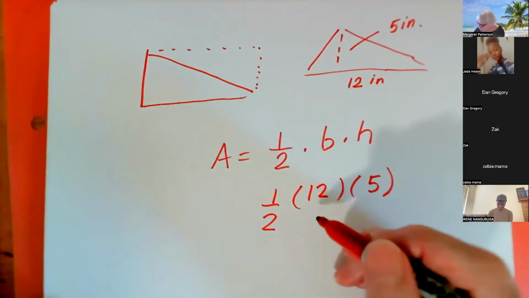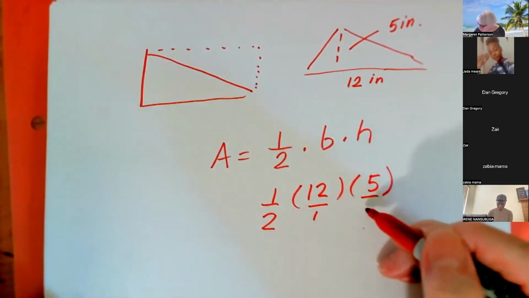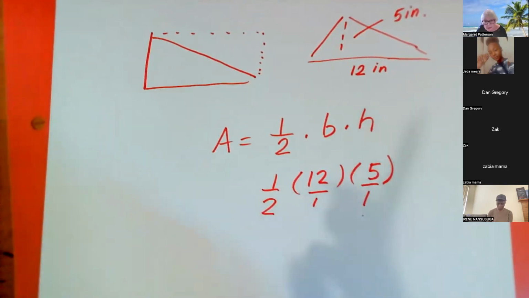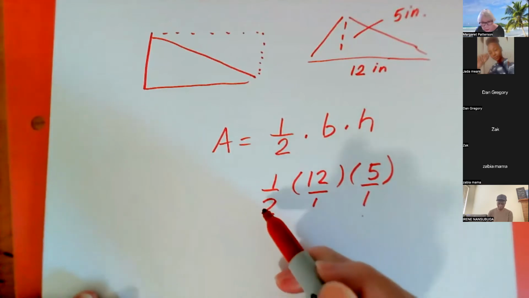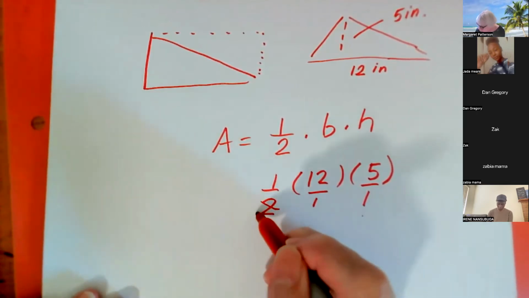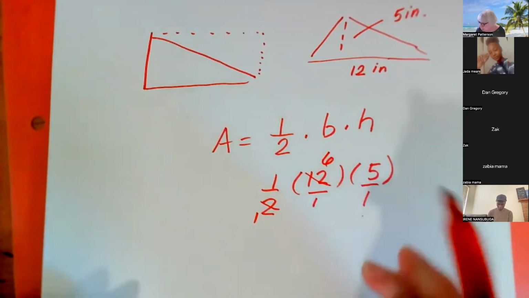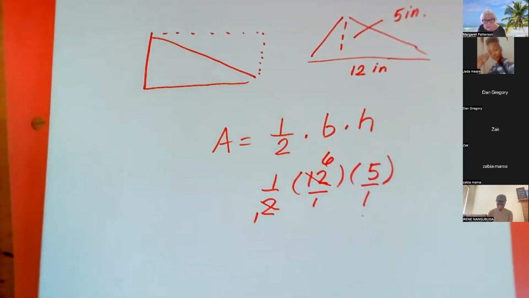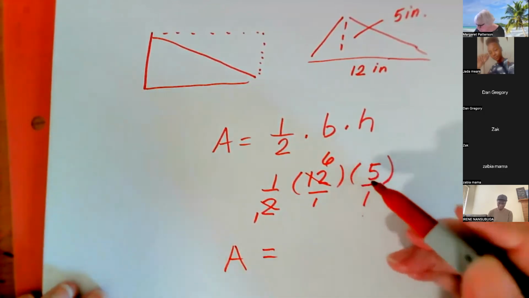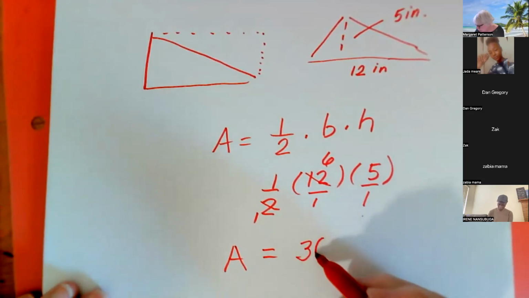Now 12 needs to be written as 12 over 1 and 5 is 5 over 1. And you need to reduce it now so your life is simpler. So 2 into 12, if you learn to cancel, 2 goes into 2 once, 2 goes into 12 6 times. Or doing it the way I did it the last problem, area equals 6 times 5 would be 30.